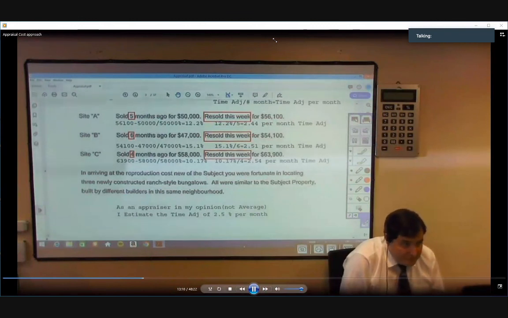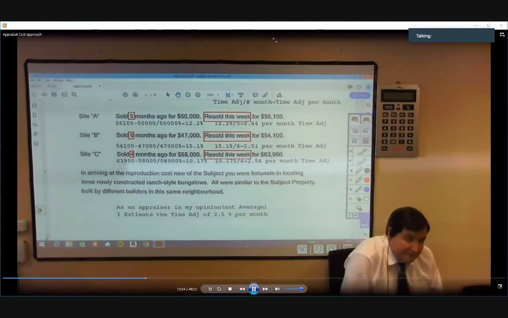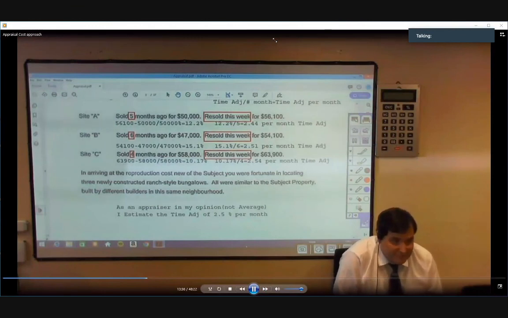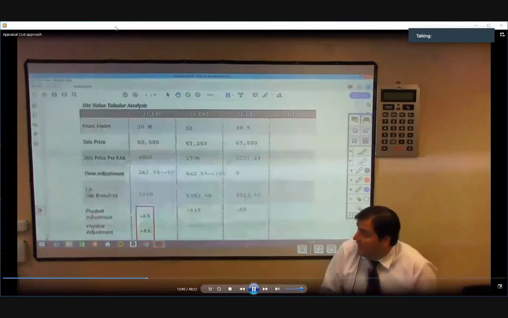So it's not an average. It is the appraiser's opinion. So how do they find a time adjustment per month? His opinion. Everybody has a different opinion. But in your exam, you can't have a different opinion. So they put the same numbers. So let's go to the next page.